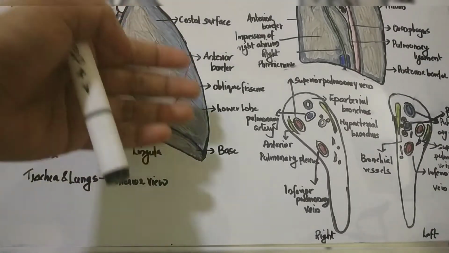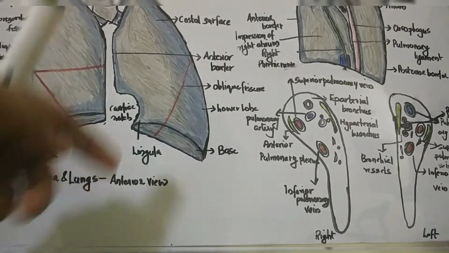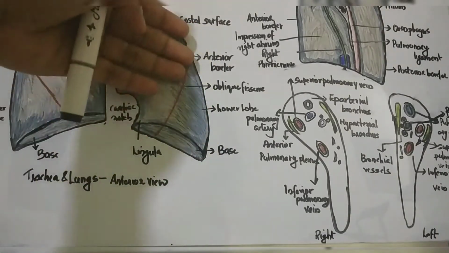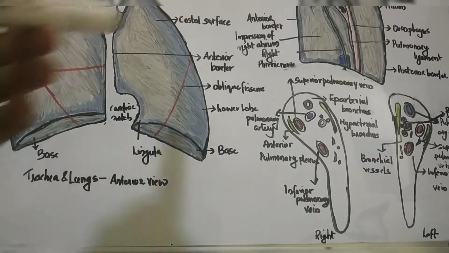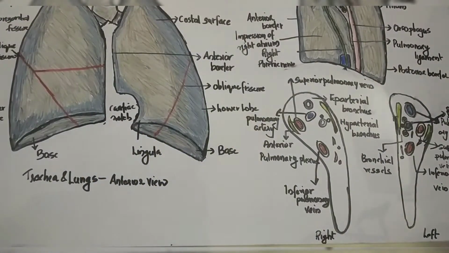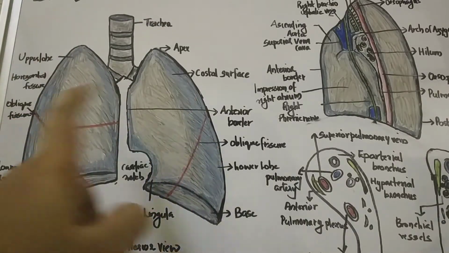And the left lung has only two lobes, that is the upper lobe and lower lobe. It is divided by means of the oblique fissure. So the oblique fissure is common in the right and left lung. So this is the oblique fissure. You can see that in both right and left lung.